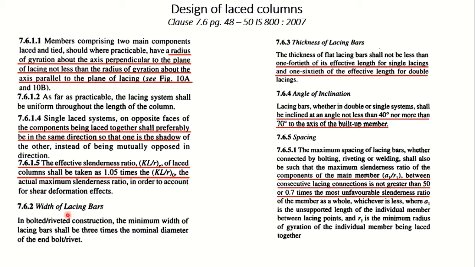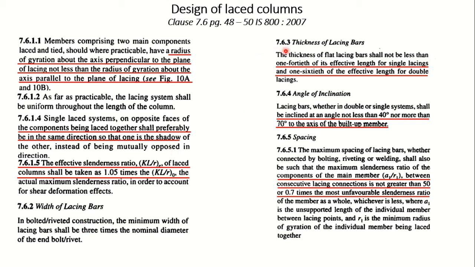Now width of lacing bar. In case of bolted and riveted connection, the width of lacing bar should be at least 3 times the nominal diameter of the bolts, so that is to accommodate the bolts over there. So the minimum width of lacing bar shall be 3 times the nominal diameter of the bolt or the rivet. Okay, so that will help in deciding the width of lacing bar for us. What should be the width of that bar?